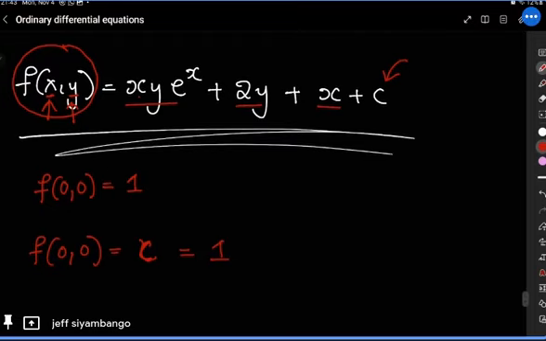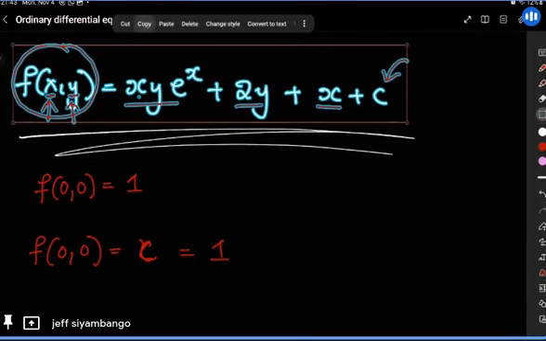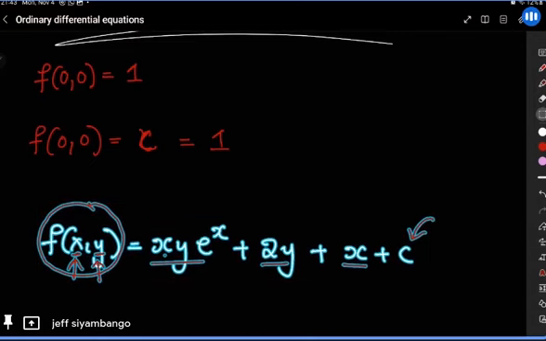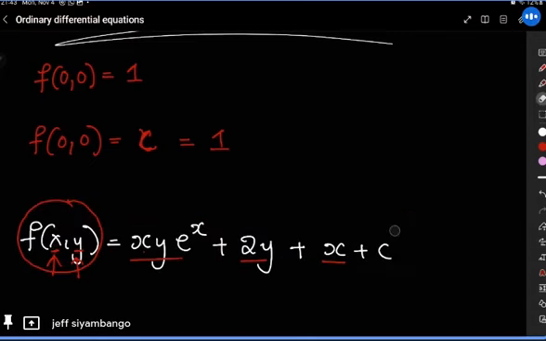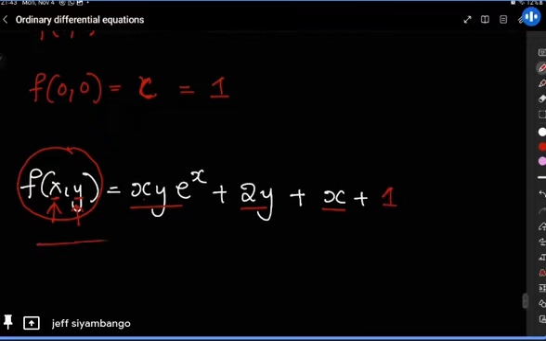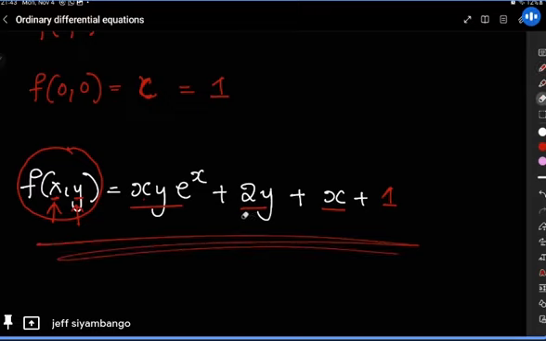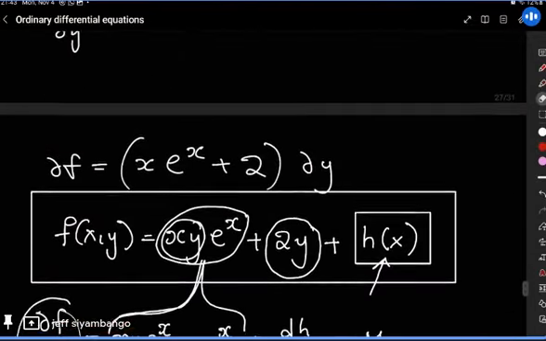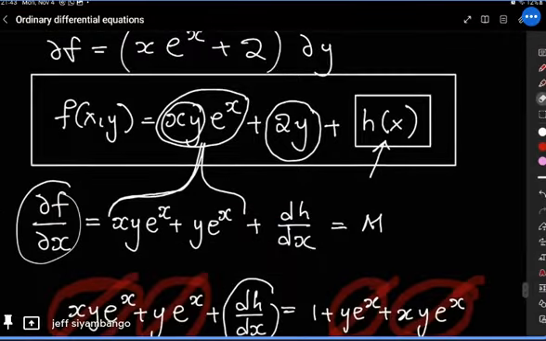Implying that this expression, since we now know from the initial condition that c is 1, we can now bring it here, and where there is c, we can now place a 1. So this now becomes the final solution. So this is what we end up having. Any questions here?